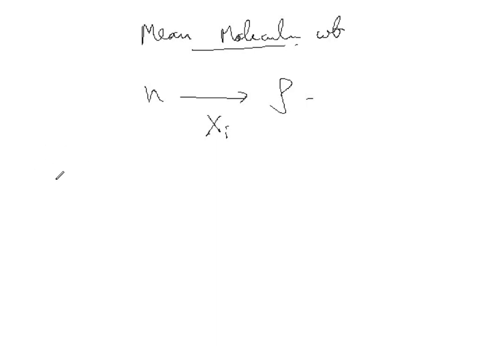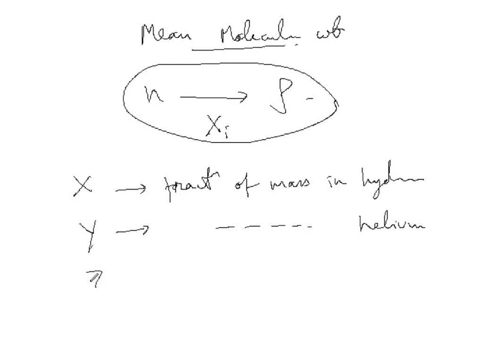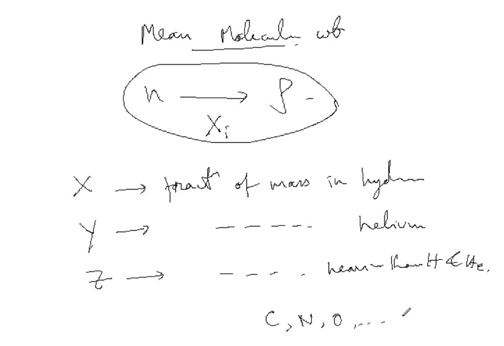Now this relation depends on the chemical composition of the gas. It is convenient if we write x as the fraction of mass in hydrogen, y as the fraction of mass in helium, and z as the fraction of mass of elements heavier than hydrogen and helium. These elements are sometimes called metals, although most of them are in fact carbon, nitrogen, oxygen, and so on. So because of this we have the relation x plus y plus z equal to 1. Right.